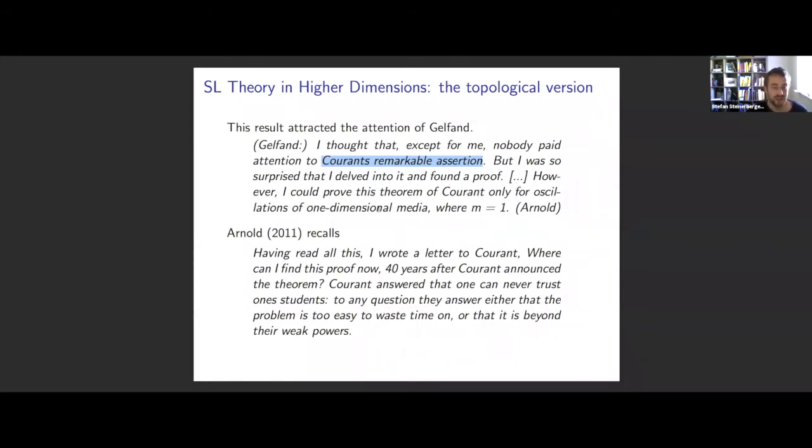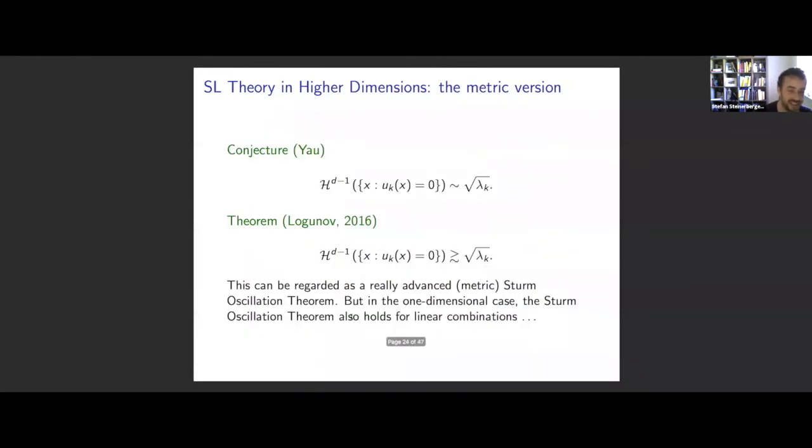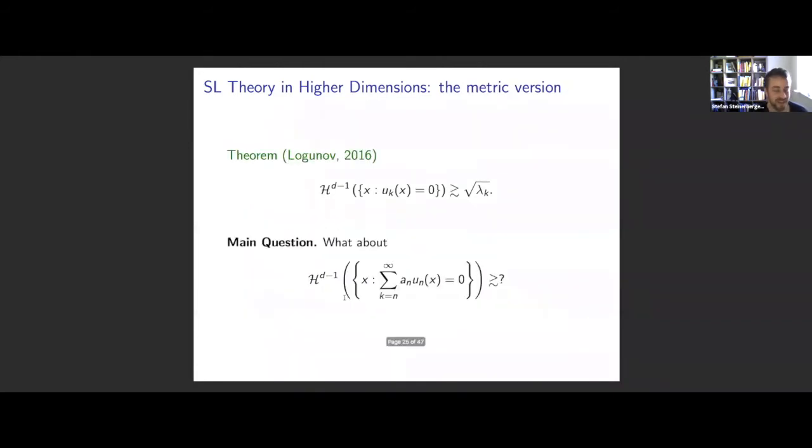And then Arnold recalls that, being involved in the story, he wrote a letter to Courant, and he says, okay, where can I find the proof? You wrote in 1929, there's 1931, right? There's a footnote. Now it's 40 years later. Where's the proof? And Courant answered that you can never trust your student. And he goes on and says, to any question they answer that the problem is too easy to waste time on or beyond their weak powers. Sort of a mean statement.